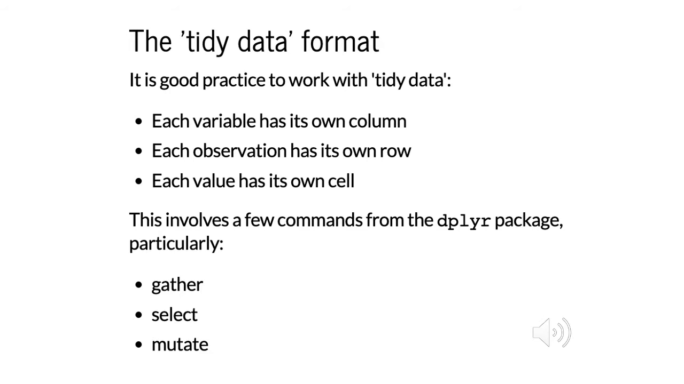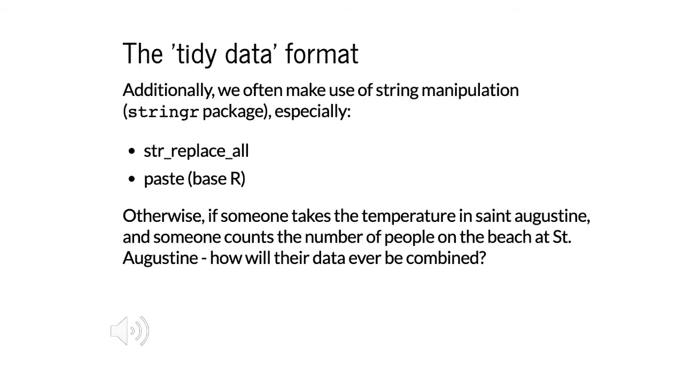What we're striving for in this module is to create a data frame that's in the tidy data format. Each variable should have its own column, each observation should have its own row, and each value should be in its own cell. In order to achieve that today, we're going to use a few commands from the dplyr package. In particular, the functions gather, select, and mutate. We'll additionally learn to do some string manipulation.